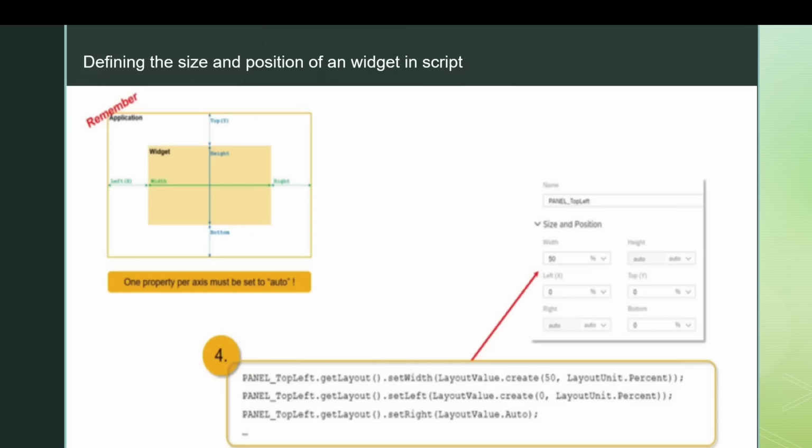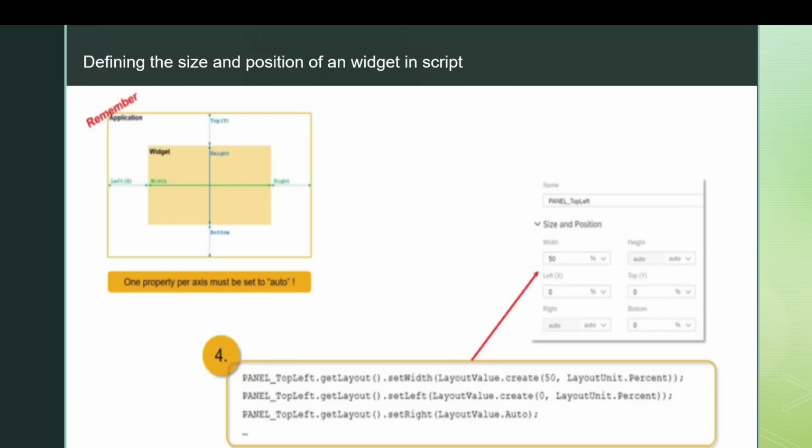So the getLayout().setWidth, and the layout value dot create will set the position of the panel of all the values accordingly, like this. If we want to set width, set left width, set right width, and set the complete width of the widget.